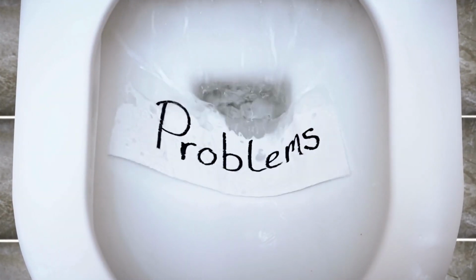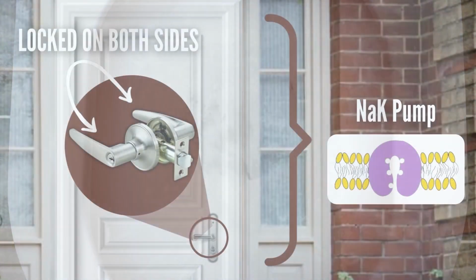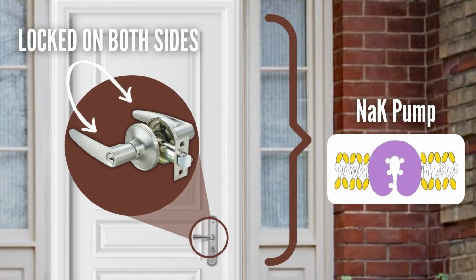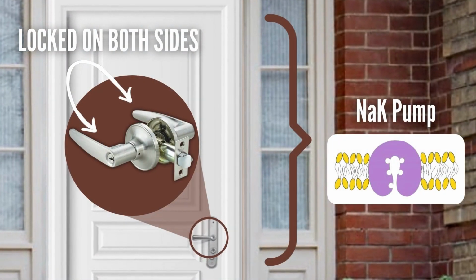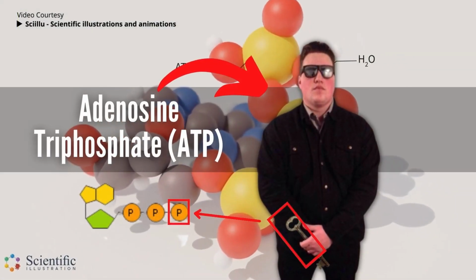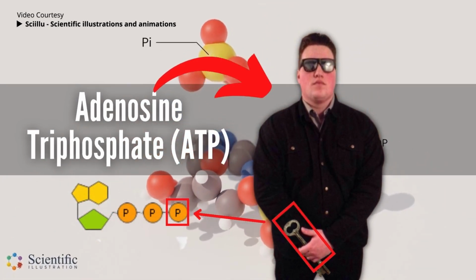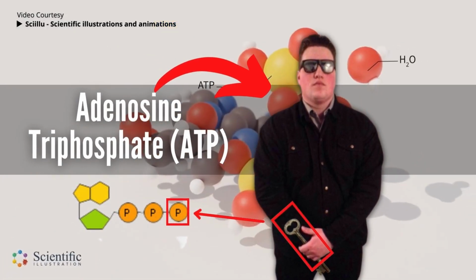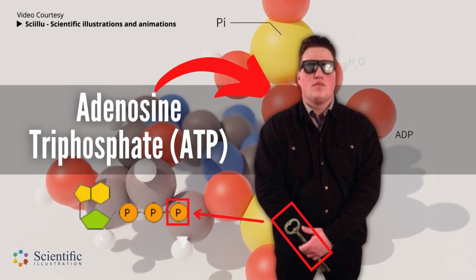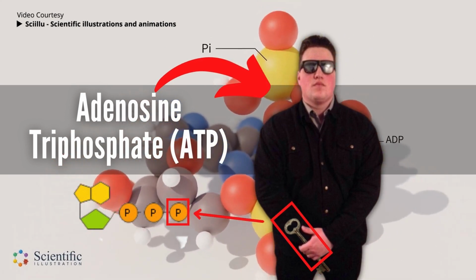But there is one major problem. The main door or the NAK pump is locked both from the inside and the outside. Luckily, there is a guard present inside of the complex with a key. Imagine that the guard is the adenosine triphosphate and the key is the phosphate group transferred by ATP to the NAK pump protein through hydrolysis.